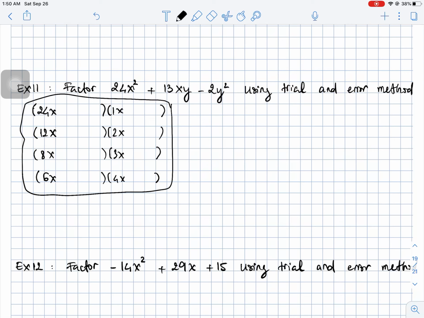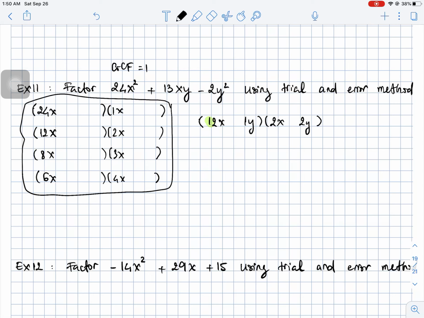This is the possible combination, right? So we just try. You don't have to try in this order, you just try whatever you think may work, okay? So let me try the 12x and the 2x first. To get 2y squared, we know that it won't work because if you put 2y here and 1y here, the 2 goes with the 12, but in this problem, the GCF is 1. So the 12 and the 2 do not work.